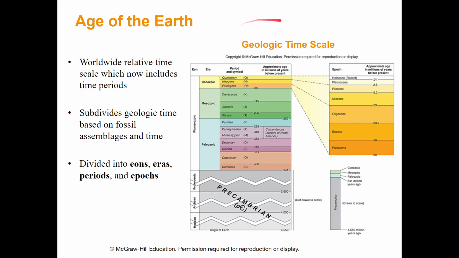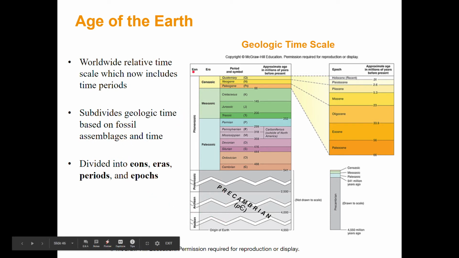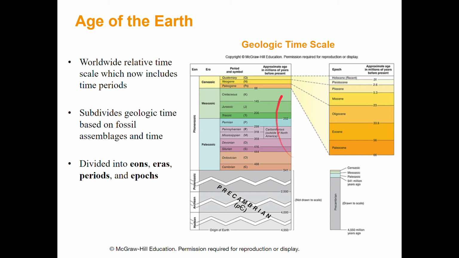We have something called the geologic time scale, and it basically allows us to correlate rocks across the surface of the planet. What it does is it divides geologic time into these different eons, eras, periods, and even epochs. We usually use fossils to figure this out, and we combine it with numerical age dating, and this is what we use.